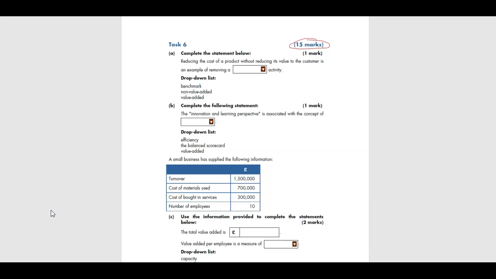Non-value added activity. So if I remove the cost that is not adding any value to the product, if I remove this type of cost, that will be the example of non-value added activity. For example, reducing the cost, obviously if I used to make a package, and let's say the packaging cost is really high, let's say the box is really expensive, and I think it will not be something that will add some value to the product.